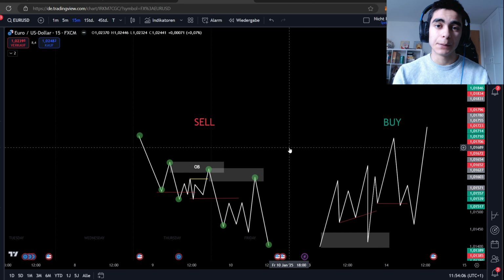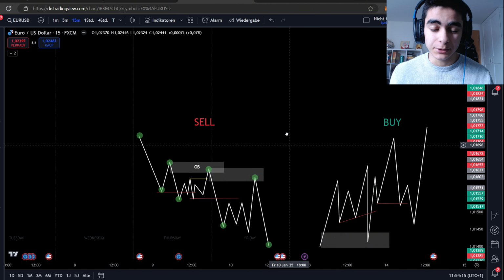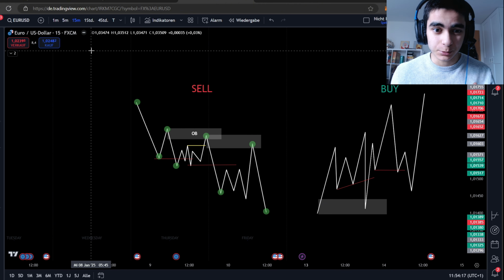Welcome to my scalping strategy. It is based on inducements and liquidity sweep out of POIs, point of interest. Let me show you an example in a downtrend.